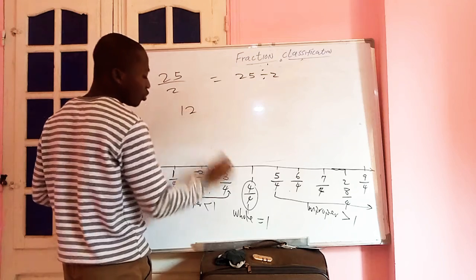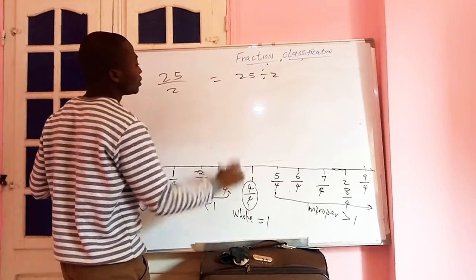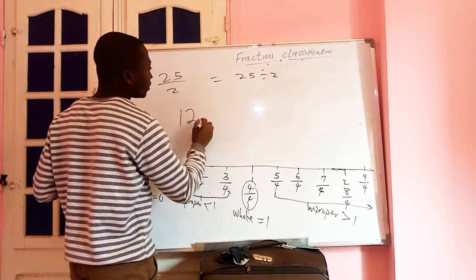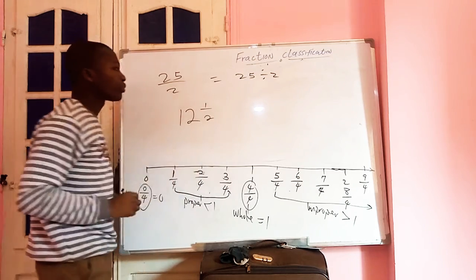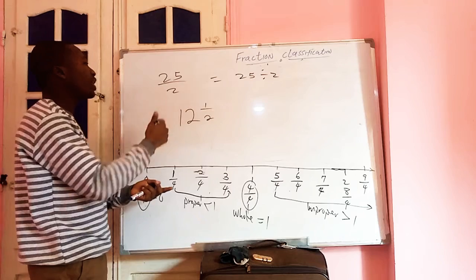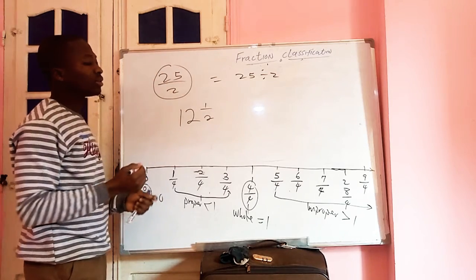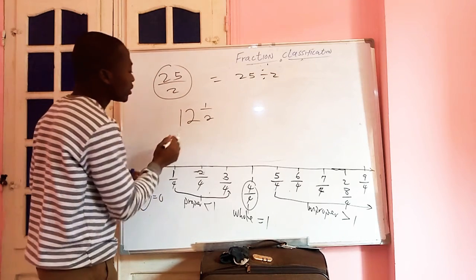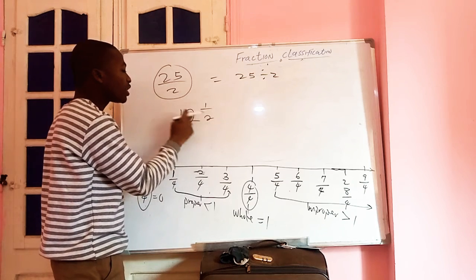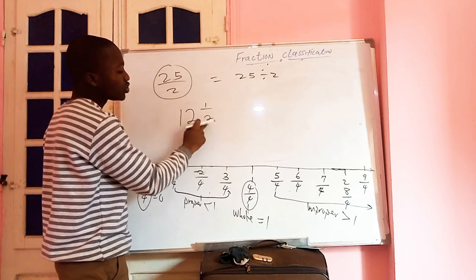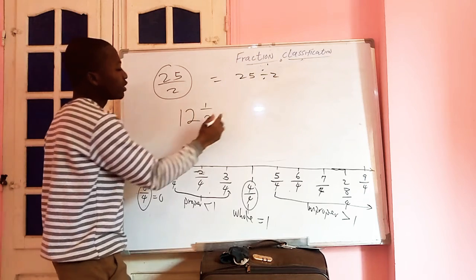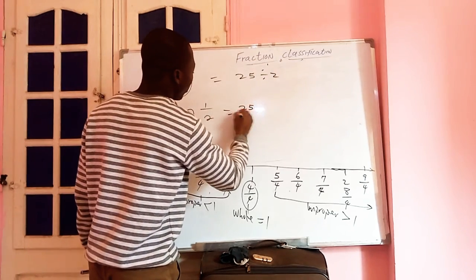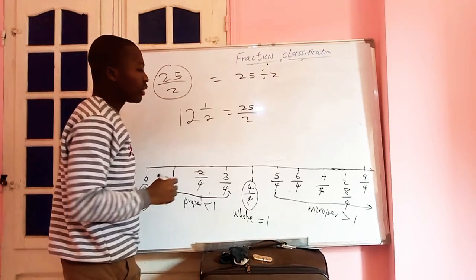So we are going to have 12 wholes with a remainder of 1 over 2. The same way, we want to convert back from the mixed number to the improper fraction. So we multiply the bottom number by the whole, plus the remainder. 2 times 12 is 24. 24 plus 1 is 25. That's 25 over 2. And we're done.